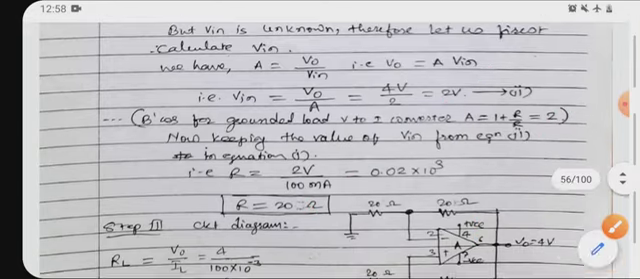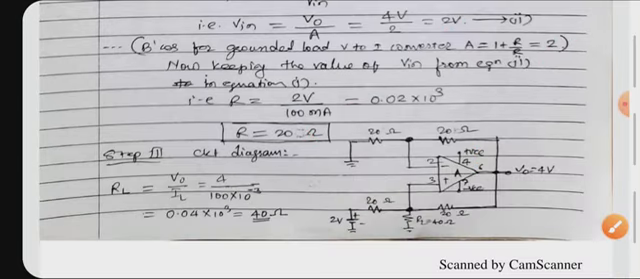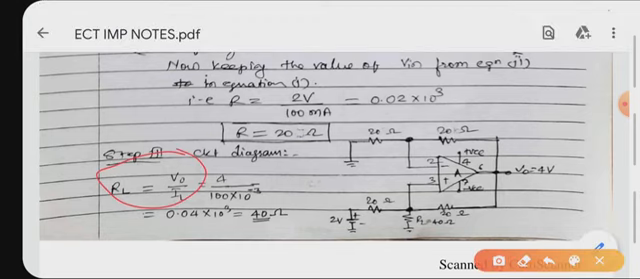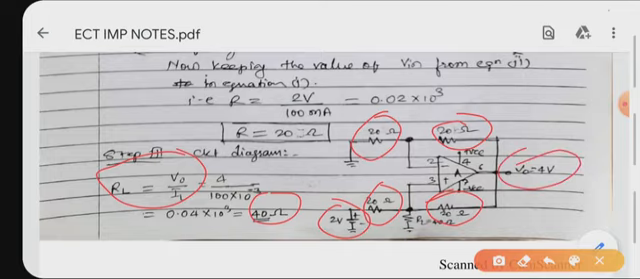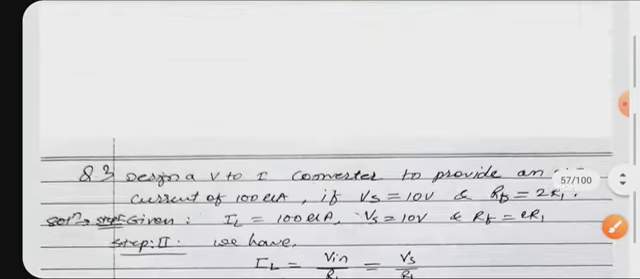And finally draw the circuit diagram of the grounded load. You can calculate the value of RL by using the basic formula VO upon IL, so you will get it as 50 ohm. Mention all the values. All resistors have equal values, so all R is equal to 20 ohm, RL is equal to 40 ohm, and the input voltage V in is 2 volt, output voltage is 4 volt. So everything is mentioned in the circuit diagram.